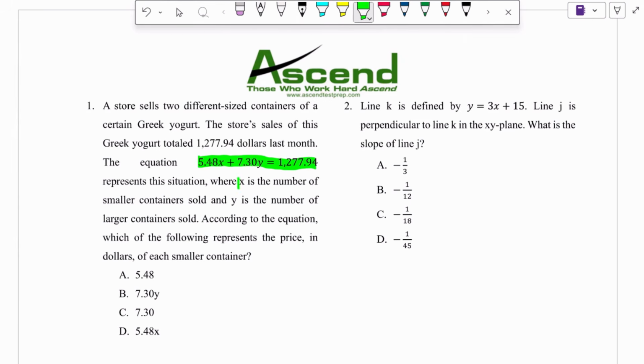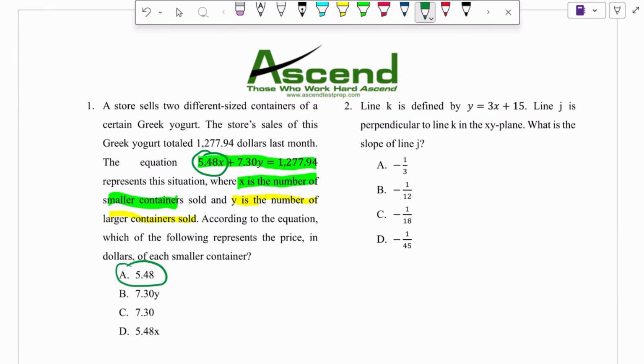Okay. They tell us X is the number of small containers. They tell us Y is the number of larger containers. According to the equation, which of the following represents the price of the smaller containers? Well, if you read this when I was going through it, it says X is the number of smaller containers. So the price of the smaller containers is going to be 5.48.